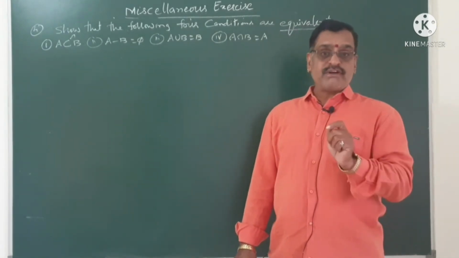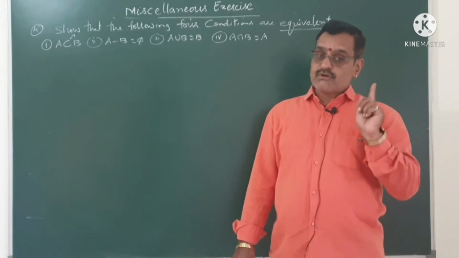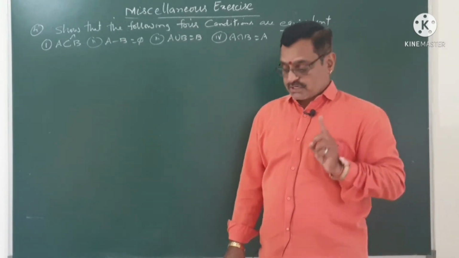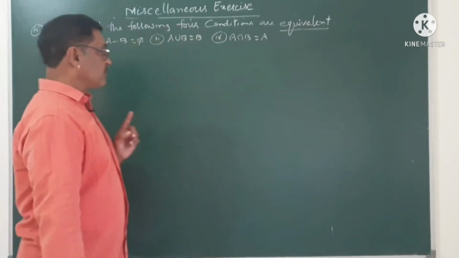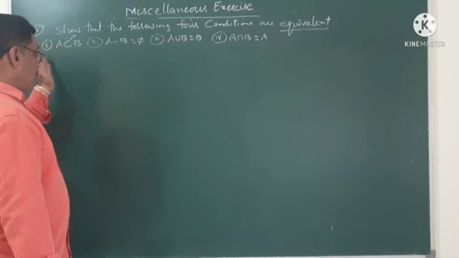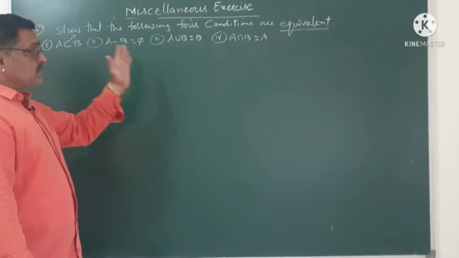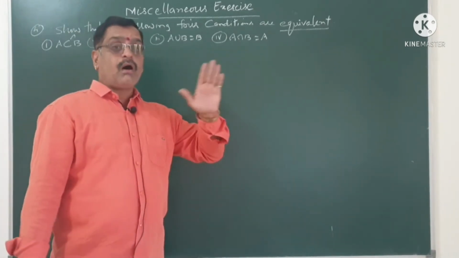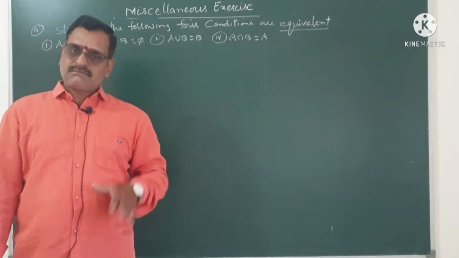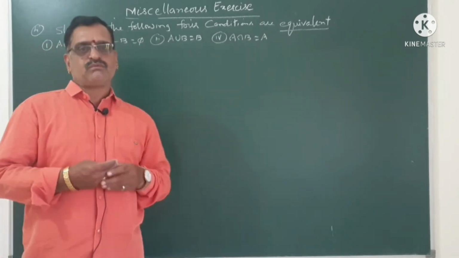Now the concept of truth value you will learn in the 14th chapter, mathematical reasoning. So here what we need to prove is that the biconditional statements generated from 1 to 2, 1 to 3 and 1 to 4 are equivalent with respect to truth values. This is actually what we need to prove.